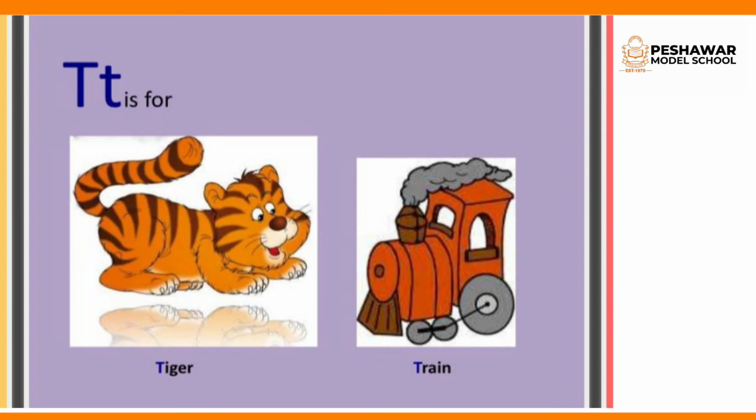Next letter is capital T, small t. The sound of T is T. Look at the first word, tiger. In tiger, the initial sound is Ta and the final letter is R. Train: in train, the first letter is T, so the initial sound is T and the final sound is N.